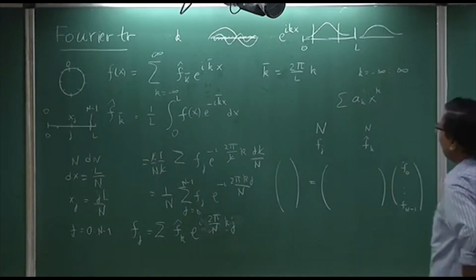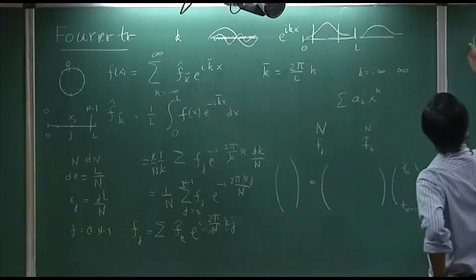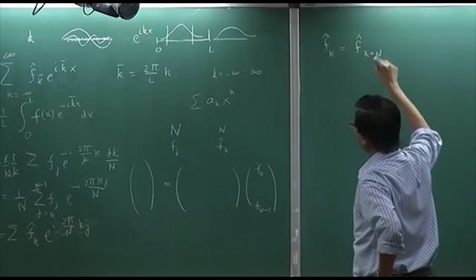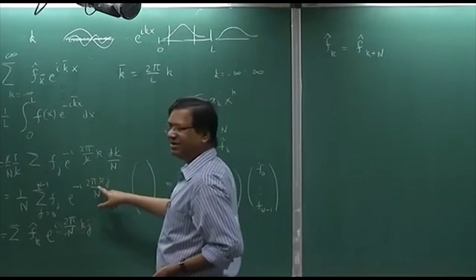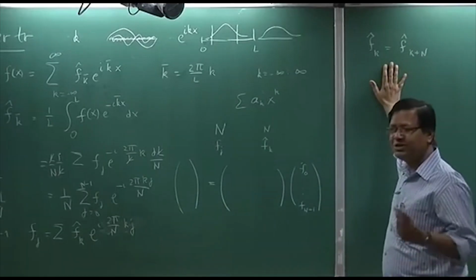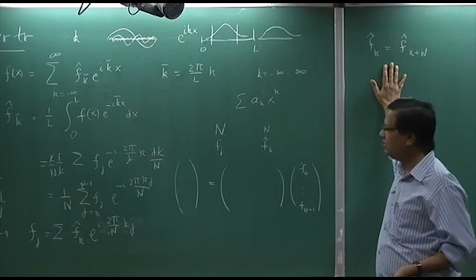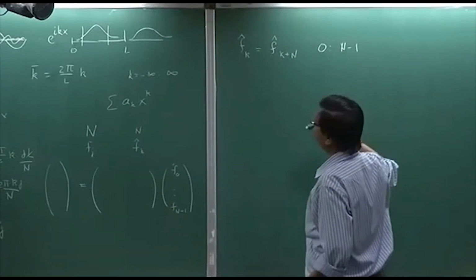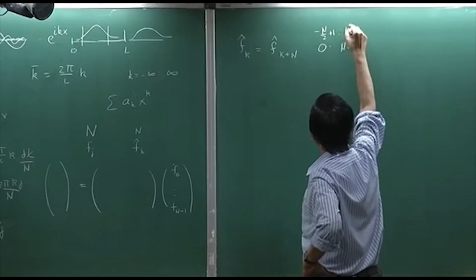By the way, there is one interesting property. From this definition you can easily show that f hat of k is the same as f hat of k plus n, right. In this, if I add n to k, 2 pi j will come, which gives 1. So, this is the property. So, I can choose my starting point to be any k. So, I can say my k goes from 0 to n minus 1, or you can say minus n by 2 plus 1 to n by 2.